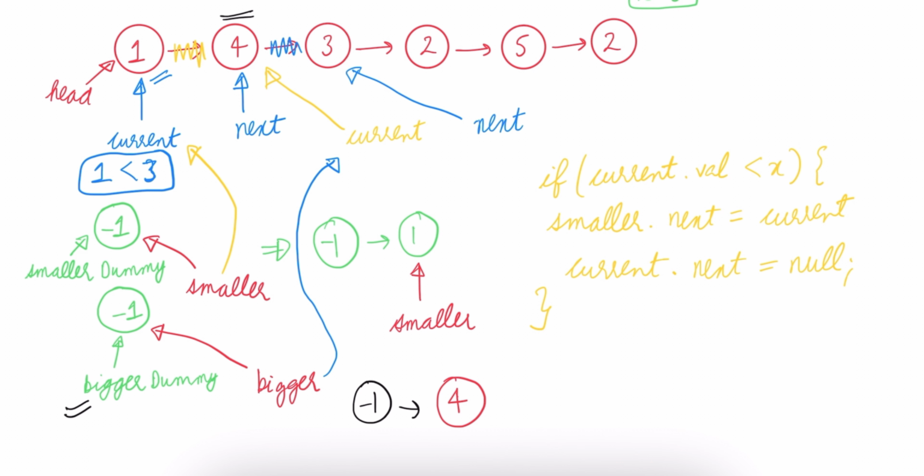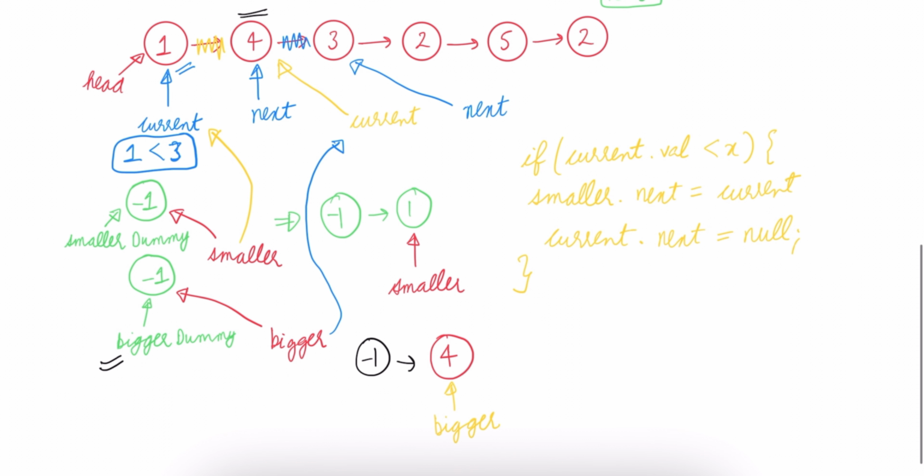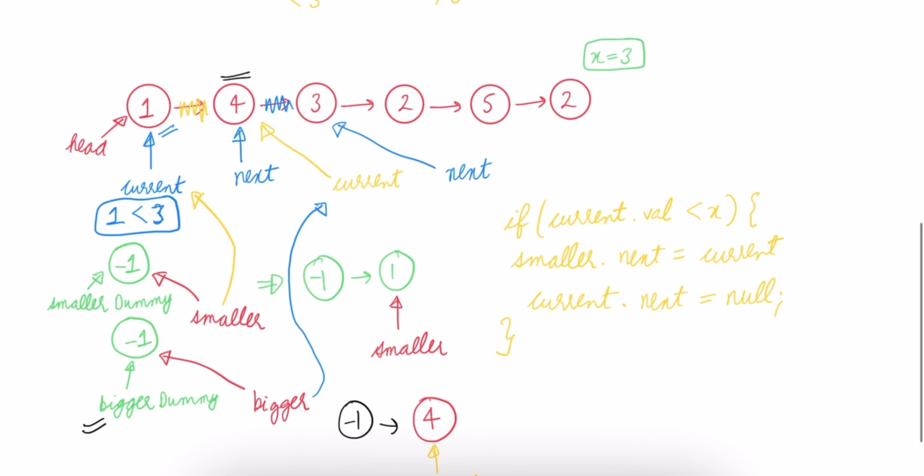And once I'm done doing this, I can update my bigger to bigger dot next. Bigger will come here, and I can move my current to the next element. So my current will move to next, and my next will be current dot next. And so far I have joined these nodes 1 and node 4. So far we have traversed till node 3. We're currently at node 3, and we have done processing the node 1 and node 4.